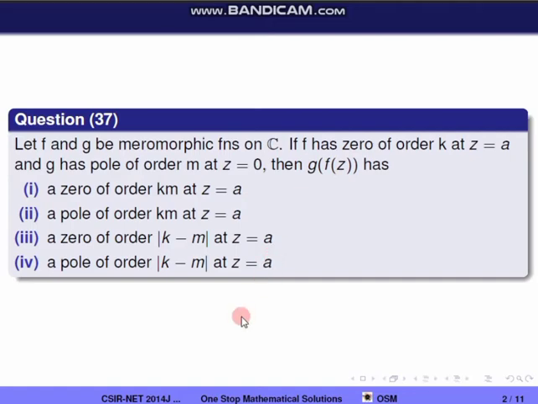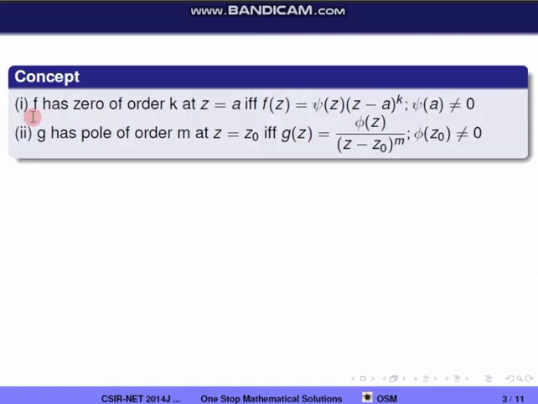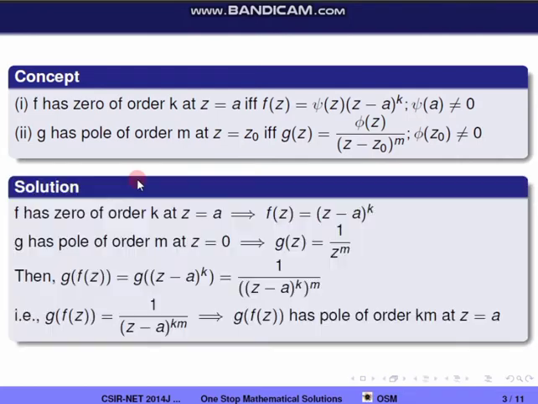So first of all, we'll look into the concepts used in the question. f has 0 of order k at z is equal to a if and only if f of z can be written as psi of z times (z minus a) whole power k, where psi of z should be analytic at a and psi of a should be non-zero. g has pole of order m at z equal to z0 if and only if g of z is equal to phi of z by (z minus z0) whole power m, where phi of z should be analytic at z0 and phi of z0 should be non-zero. So now we'll move on to the question.